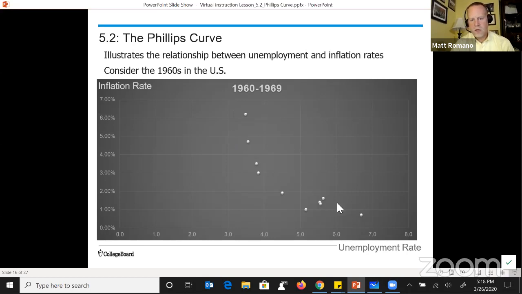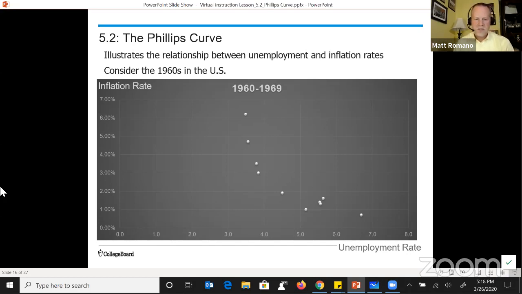a very clear negative relationship, a negatively sloped short run Phillips curve, where over here at relatively higher rates of unemployment, you had low rates of inflation. Moving over here at relatively lower rates of unemployment, you had higher rates of inflation. So the model looked great and it was very reliable. It even informed policymakers, who said, well, if we want to lower unemployment, we're going to have to deal with higher inflation. If we want to lower inflation, we have to deal with higher unemployment. And it seemed to be a very reliable source in the 1960s.